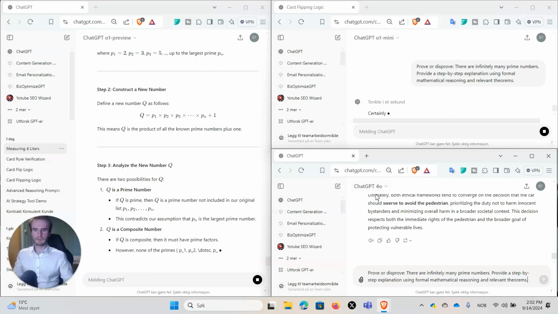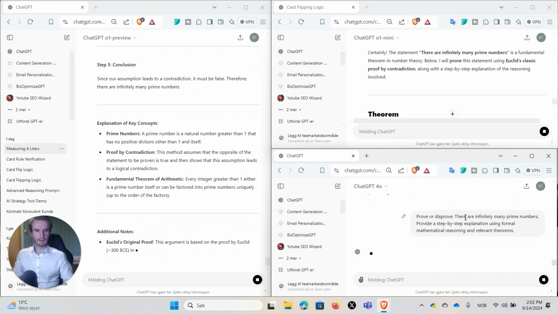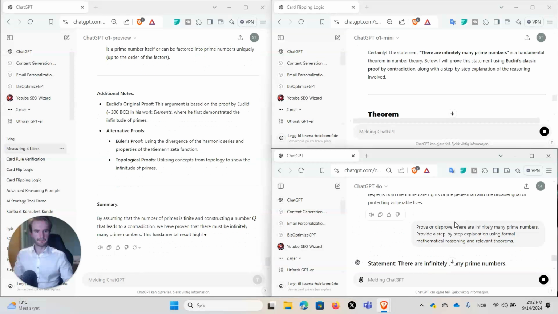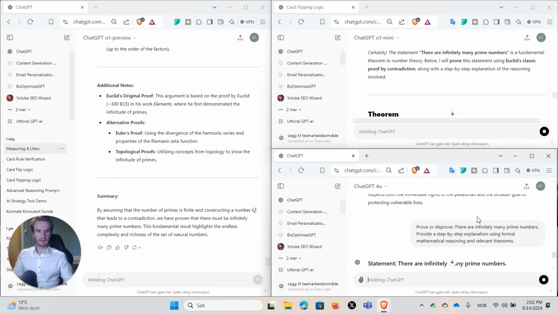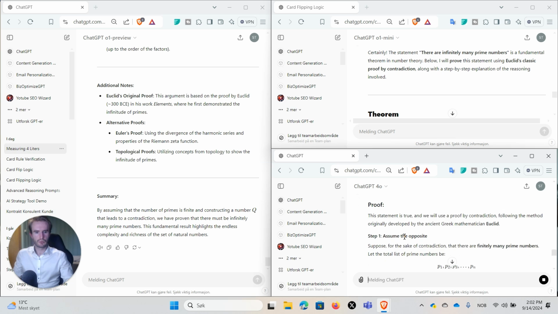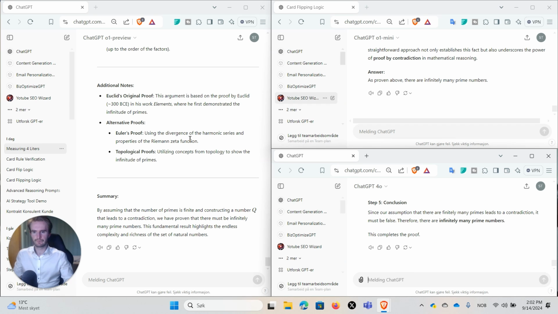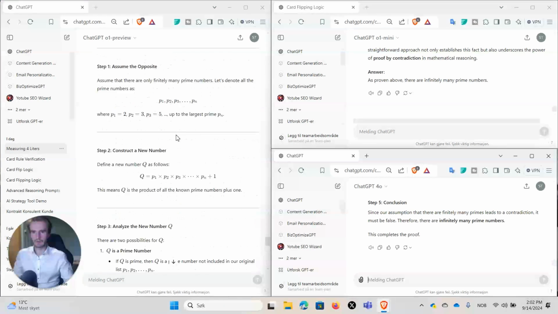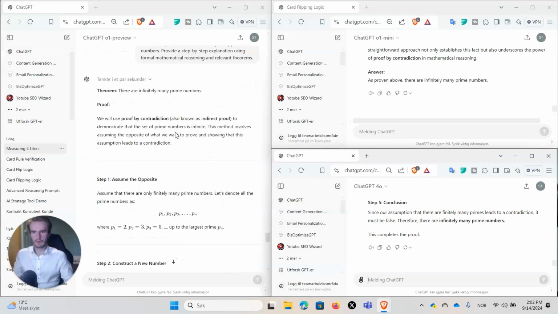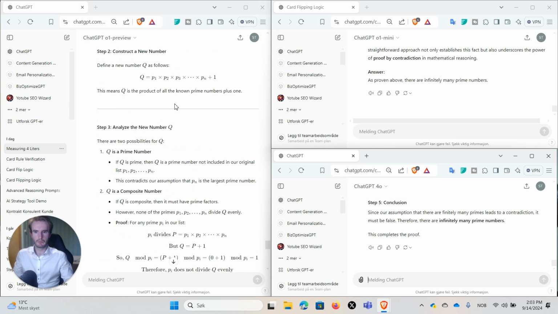So here we say prove or disprove: there are infinitely many prime numbers. Provide a step-by-step explanation using formal mathematical reasoning and relevant theorems. Let's see here. Okay, here we've gotten the conclusion: there are infinitely many prime numbers.